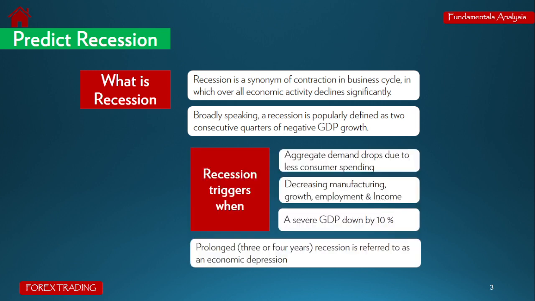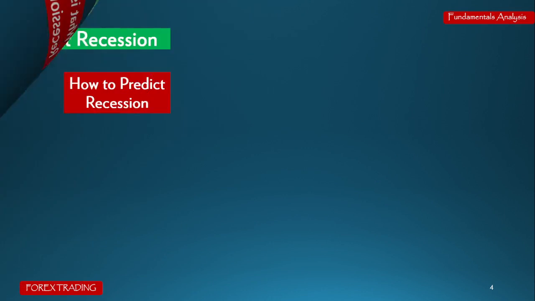So what triggers a recession? We have indicators. For example, number one, aggregate demand drops due to low consumer spending and decreasing manufacturing growth, employment and income. There's a GDP decline of 10%, which is the main indicator. And then if the recession is prolonged for 3 to 4 years, it is also referred to as an economic depression. So this is what triggers a recession.